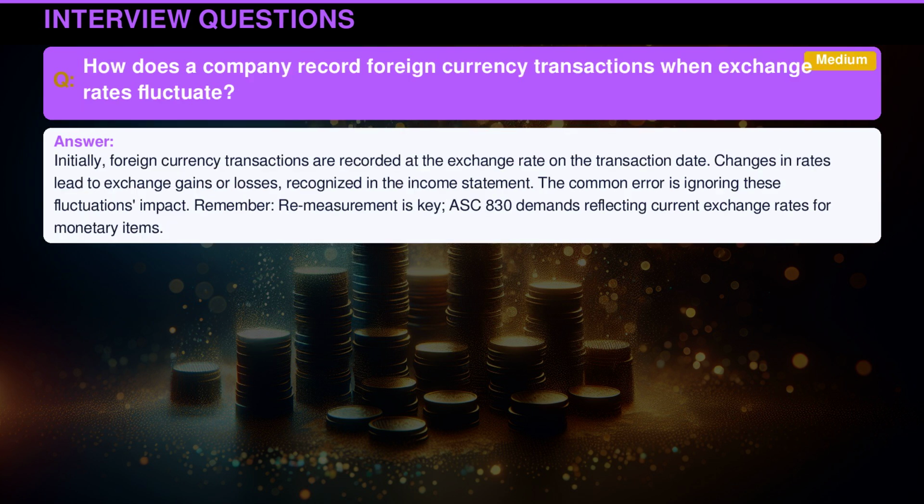Initially, foreign currency transactions are recorded at the exchange rate on the transaction date. Changes in rates lead to exchange gains or losses recognized in the income statement. The common error is ignoring these fluctuations' impact. Remember, remeasurement is key. ASC 830 demands reflecting current exchange rates for monetary items.